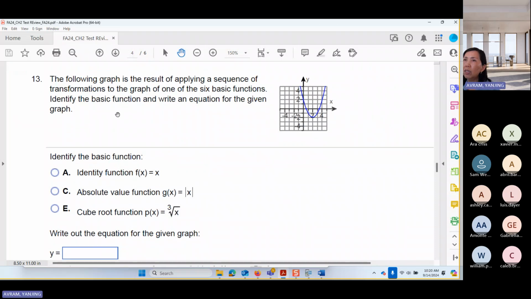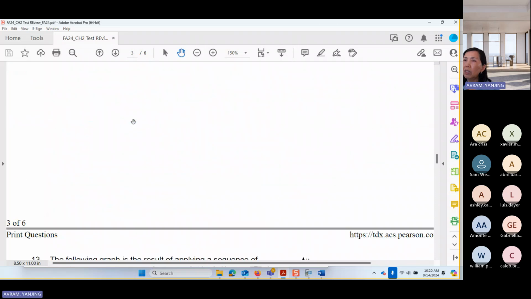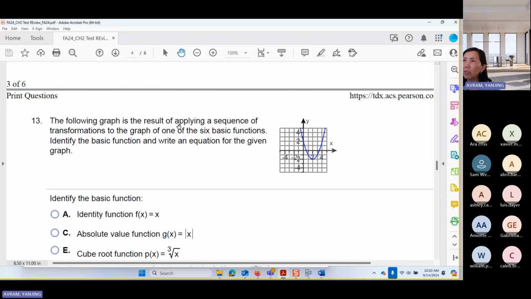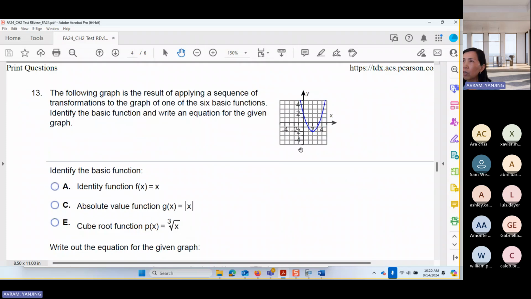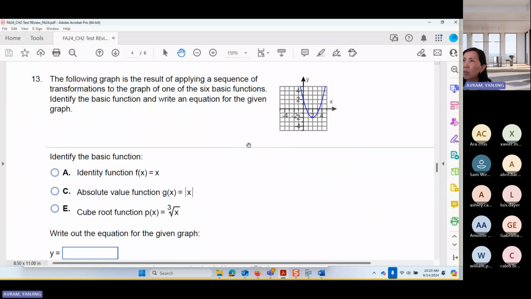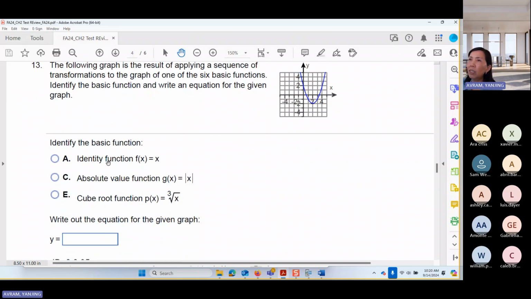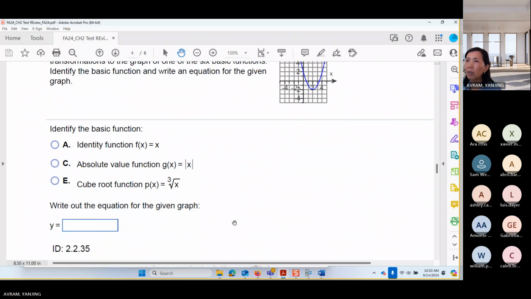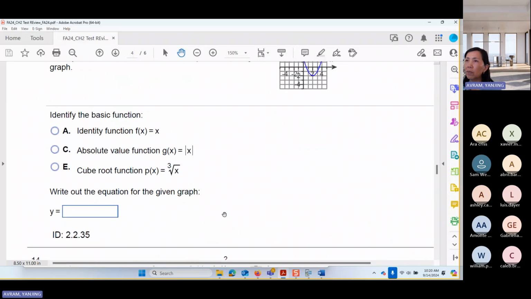All right, number 13. The following graph is a result of applying a sequence of transformations to the graph of one of the 6 basic functions. Okay, so we can have moving up, moving down, moving to the left, moving to the right, right? So identify the function. Does this one look like the absolute value or the cube root or the x squared or whatever? Write the equation for the graph.